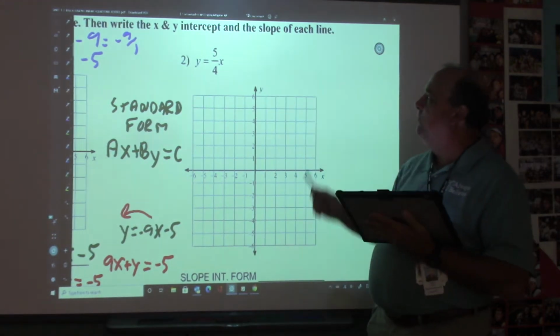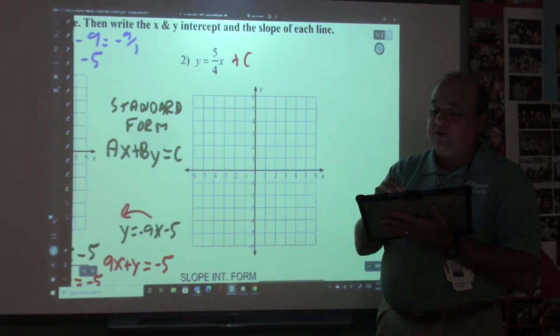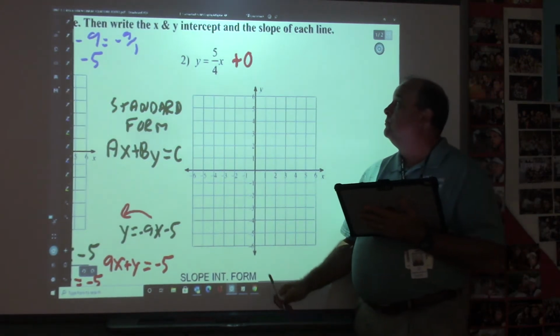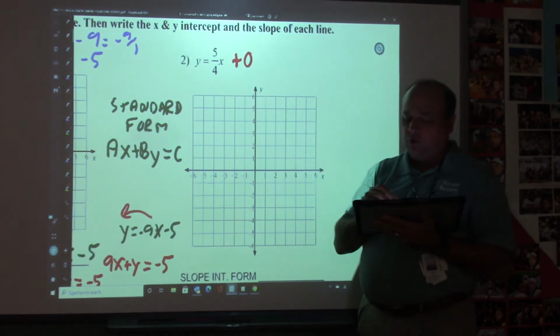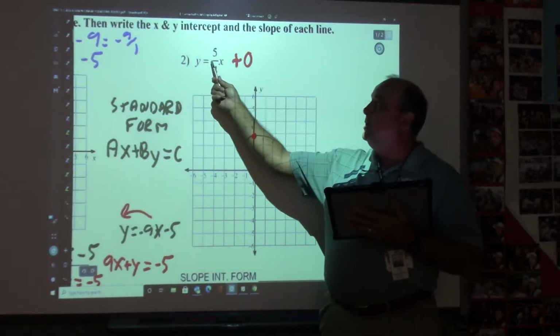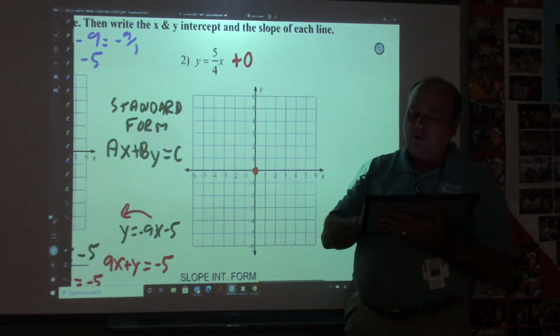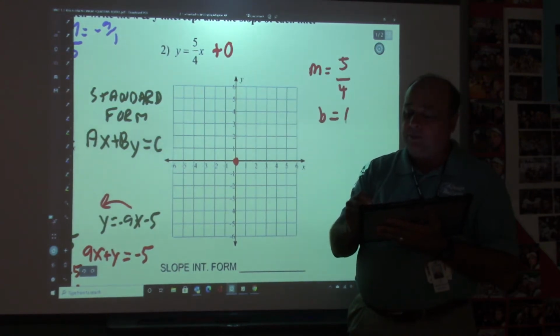Number 2, we have y equals 5 over 4x. This is typically y equals 5 over 4x plus 0, right? Because there's no y-intercept, so the y-intercept is 0 in it. So put a dot at the 0. Now then our slope is 5 over 4, right? If we want to, we can write that down. The m equals 5 over 4, and our y-intercept is 0 in it.